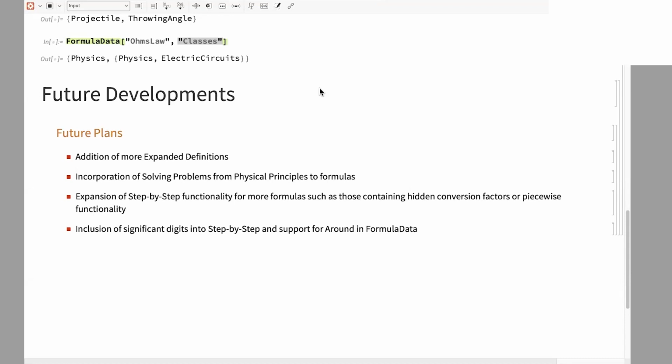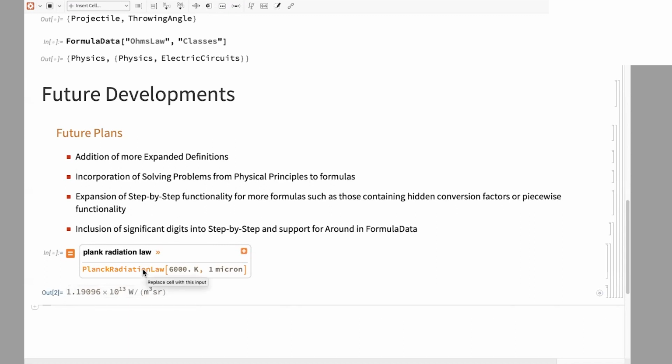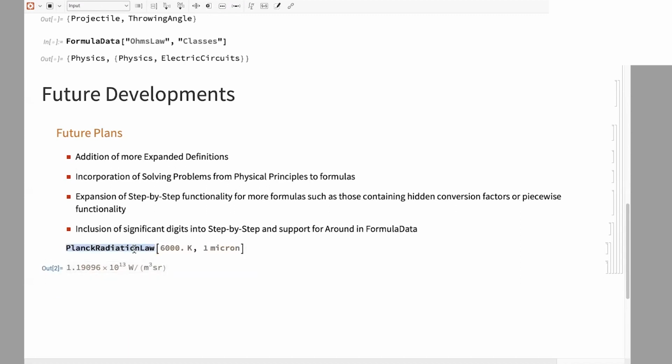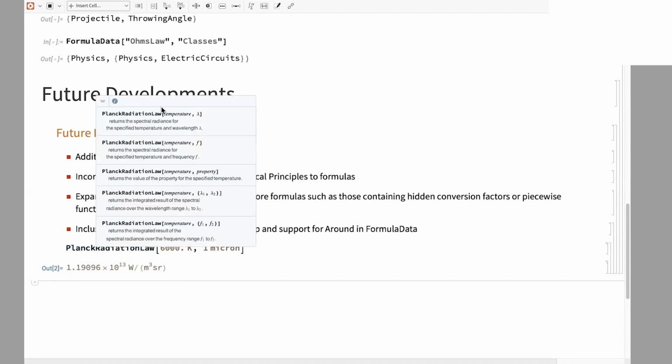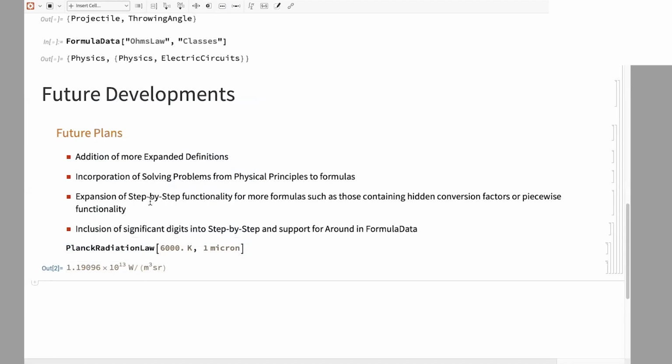Or I think you mentioned black body radiation. Can you show us the formula or the graph? Sure. You mean Planck's radiation law? Yes. Yeah, let's use the natural language. Processing. There we go. So that's the built-in formula. This is the various usages. Let me see if we can bring up the... There we go.